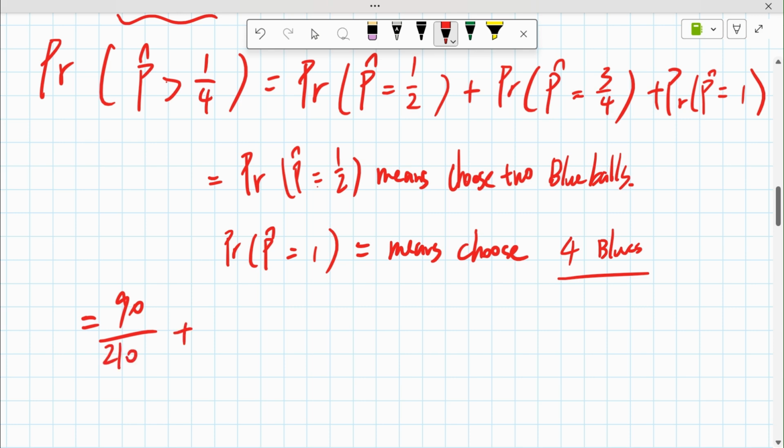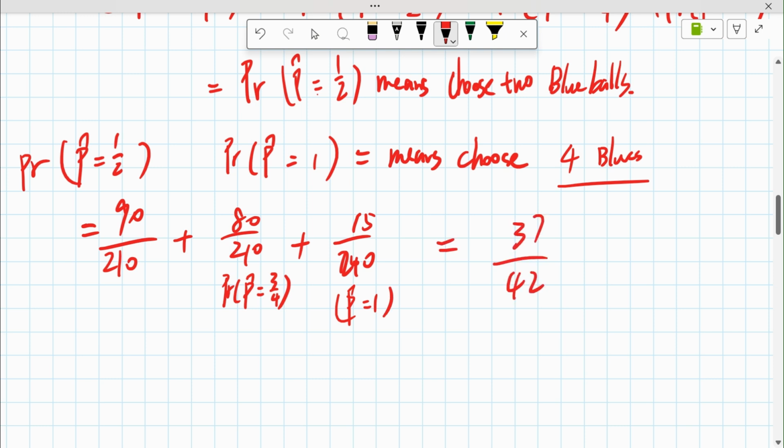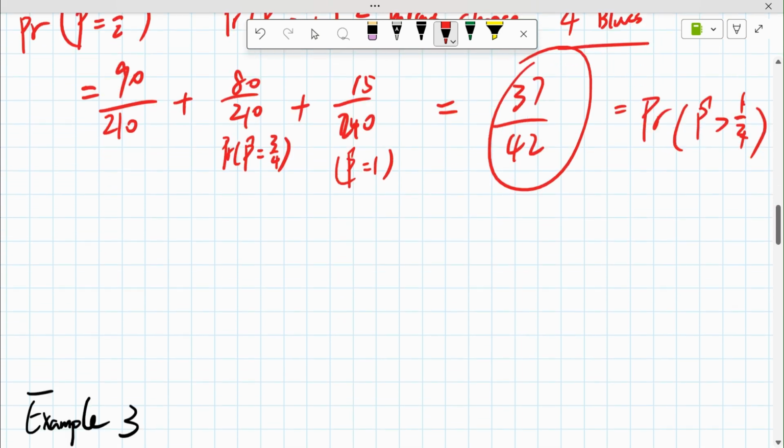So this is the probability of p equal to a half, plus 80/210, which is the probability of p equal to 3/4, plus 15/210, which is the probability of 1. That equals 37/42. So this is the probability over the whole population that the sample proportion is greater than a quarter. That's it.